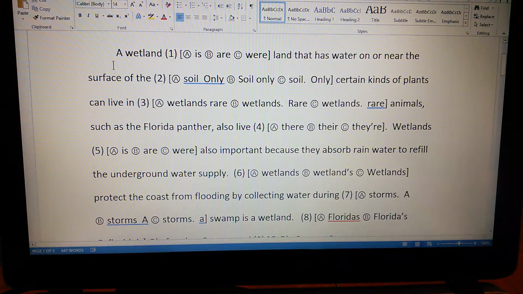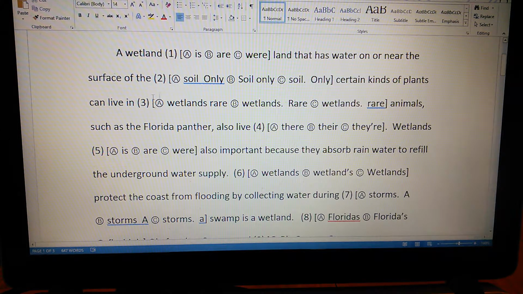So when a student is taking the assessment, they would read, a wetland is land, a wetland are land, a wetland were land. And the correct answer is: a wetland is land that has water on or near the surface of the soil. In this box here, students would have to recognize the fact that the sentence has ended and a new sentence is beginning. Now, notice the obvious answer choices here.